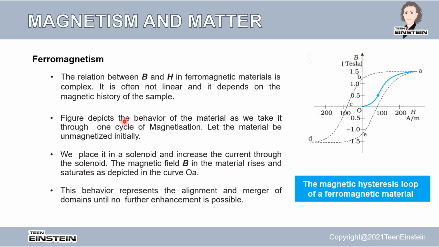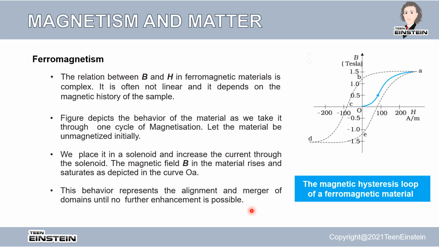The figure depicts the behavior of the material as we take it through one cycle of magnetization. Let the material be unmagnetized initially, so the material is at a point O. Now we are putting the material inside a solenoid so that it can experience an H, and the magnetic field B in the material rises and saturates as depicted at the curve OA. So we are increasing the current in the solenoid, so we are increasing H. When we increase H, it traces this path and goes to saturation at A, so it goes from O to A. The saturation is happening because all the domains are now aligned perfectly with the magnetic field.